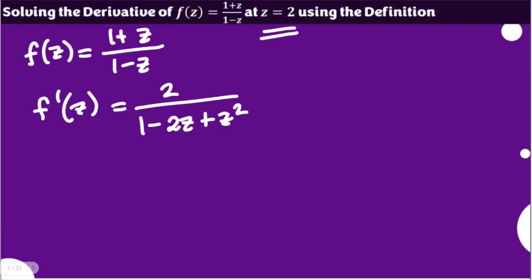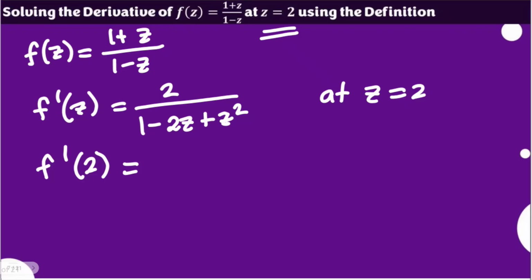At the same time, take note that the derivative we had in that specific video was actually developed or determined using a definition. If you are familiar and comfortable with the rules of differentiation, you can also use that to determine the derivative. Because when we use this one at z equals 2, we can just simply substitute here, f prime of 2, because this is already the derivative.